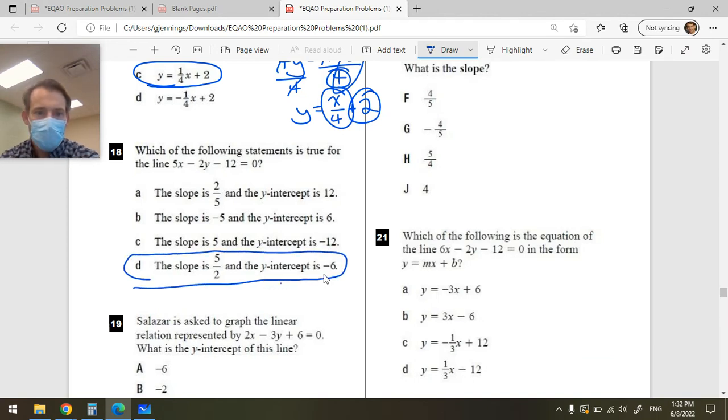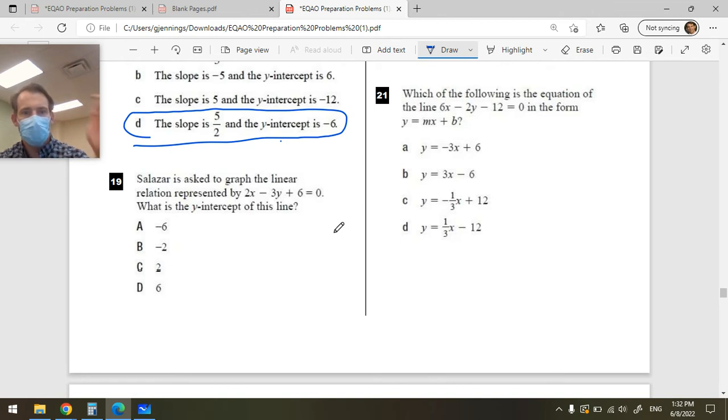All right. Salazar is asked to graph the linear relation represented by 2x minus 3y plus 6 equals 0. What's the y-intercept of this line? Two ways. I'm going to show you the second way because you should already know the first way based on what I'm doing. What I'm doing is converting to y equals mx plus b form, and then b would be your y-intercept. So you would find that b number, and that would be the y-intercept.